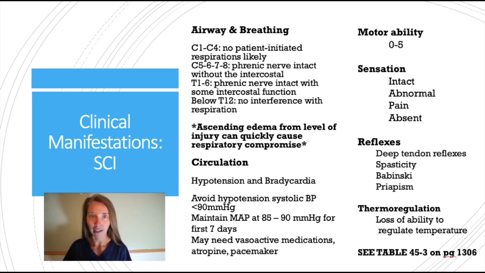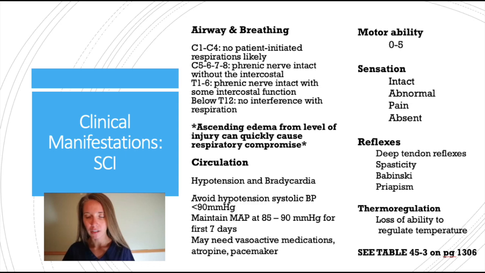We also need to pay attention to circulation. ABCs go everywhere with us. Your patient may present with hypotension, systemic hypotension, and bradycardia. We want to avoid a systolic blood pressure less than 90. We need our MAP to not only be greater than 65, but optimally between 85 and 90. This patient may need vasopressors, vasoactive medications to keep their blood pressure and their heart rate up.